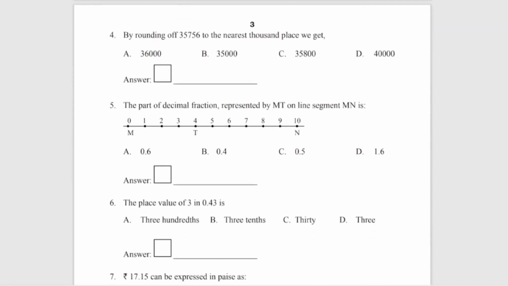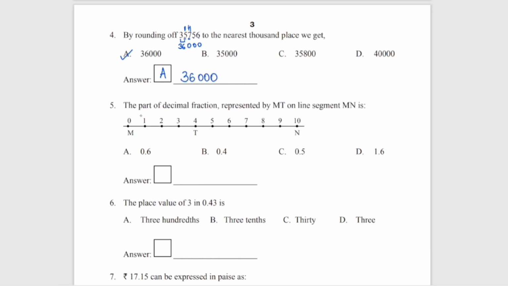Next question. By rounding off 35,756 to the nearest thousand place, we get. So whenever we have to round off to the thousands place, we have to check the hundreds place. If the hundreds place is 5 or more, we need to give a carry over to the thousands place and make the hundreds place, tens place and the ones place as 0. So it is 36 followed by 3 zeros, which is 36 thousands. The correct option is A and the answer is 36 thousands.